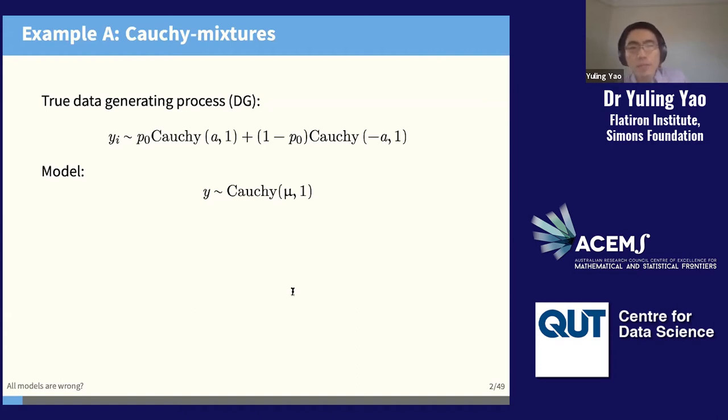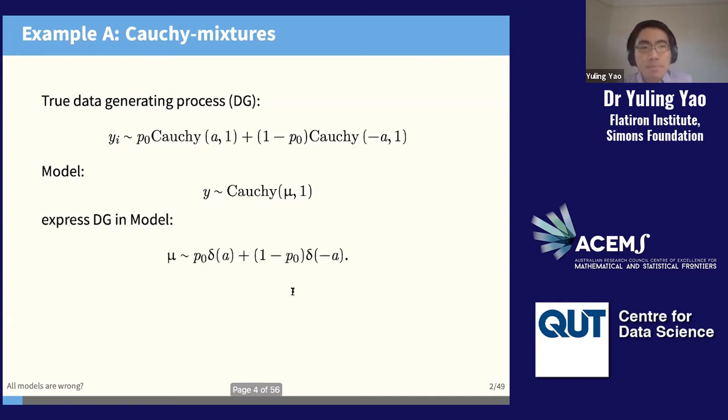And of course, if I fit this mixture model, I get the parameter correct, right? Now just say I ask you to fit a one-component Cauchy model. Y comes from Cauchy mu, 1. At some point, of course, we can say it's a wrong model, so everything you derive from this model is wrong. But then you can also think about how we can actually express the data generating process using this wrong model. If someone gives you this inference that with probability P0, mu is a spike at A, and with probability 1 minus P0, mu is a spike at negative A, then you can actually recover the true data generating process from this model.